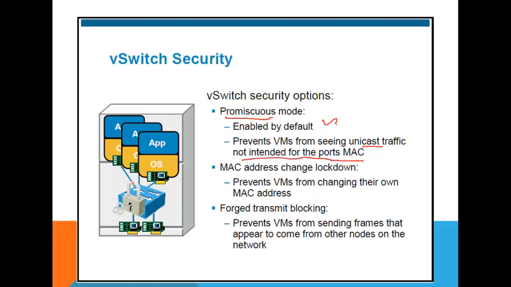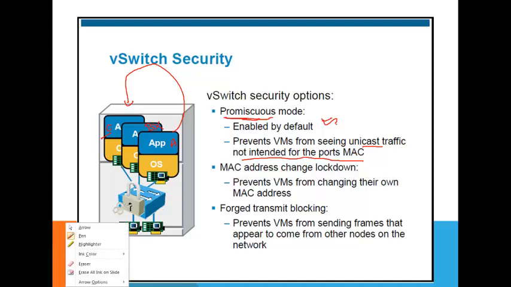Meaning, when A is sending traffic to C, the mode makes sure that only C receives the packet. B should not see the packet. It will not see it because the default mode is set that way. When traffic is intended for C, only C is able to see that particular frame.